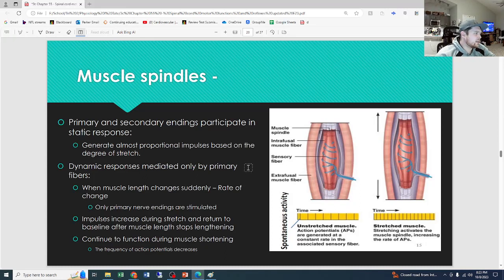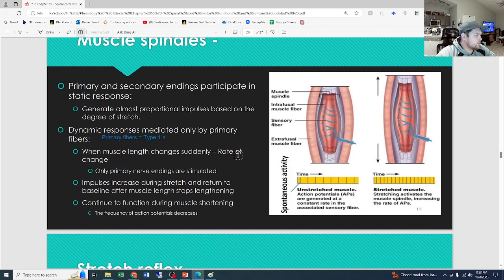More about muscle spindles. The primary and the secondary endings participate in the static response. They generate almost proportional impulses based on the degree of stretch. Dynamic responses are mediated only by primary fibers. When we say primary fibers, we're talking about the type 1A fibers. When the muscle length changes suddenly, the rate changes. The impulses increase during stretch and return to baseline after the muscle stops lengthening. They continue to function during muscle shortening, and the frequency of action potentials decreases.